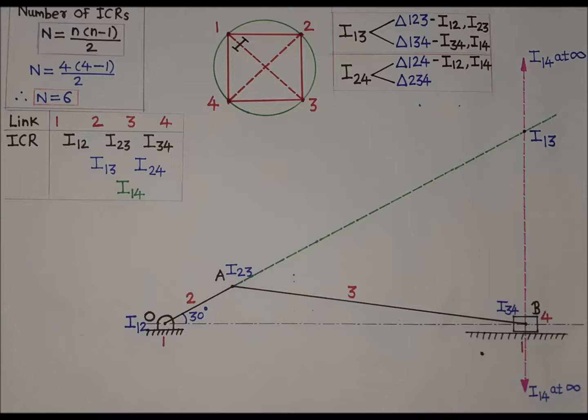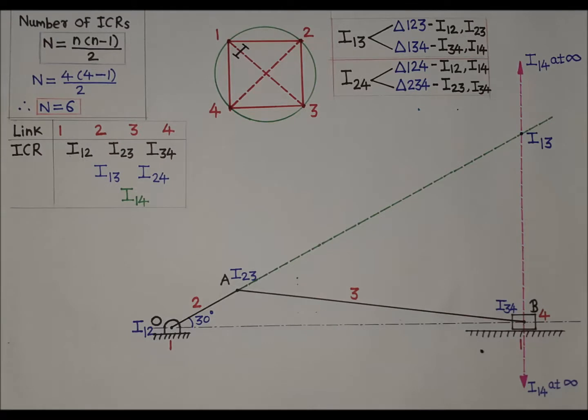Now we will focus on other triangle 2, 3, 4. In triangle 2, 3, 4, link 2, link 3 and link 4 is involved. For these 3 links, possible ICRs or possible combination of two bodies or links will be 3. That is I23, I34 and I24. Out of these 3 ICRs, I24 is already written, hence we will write remaining two ICRs, that is I23 and I34.